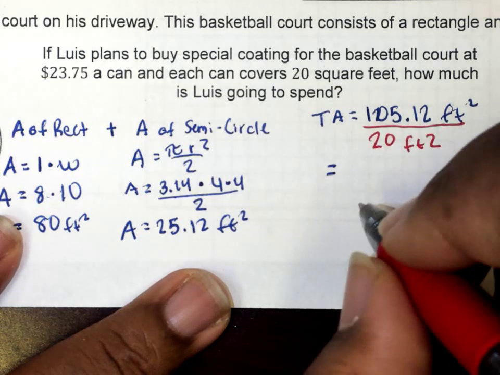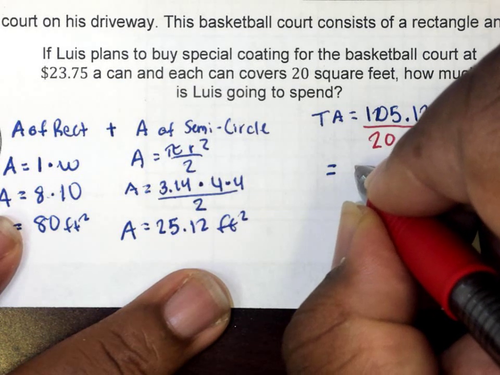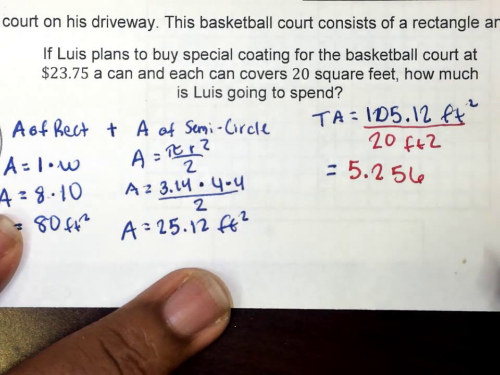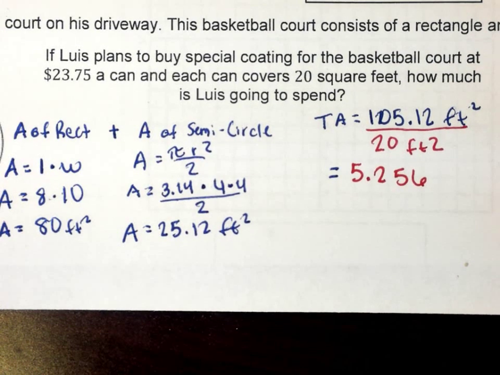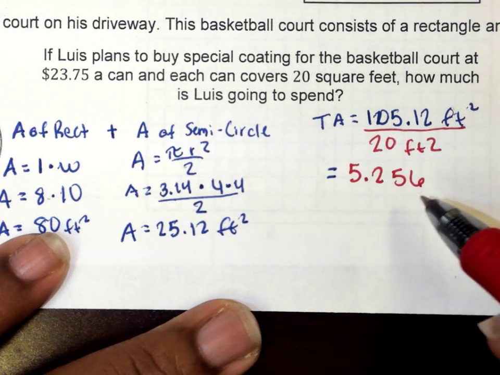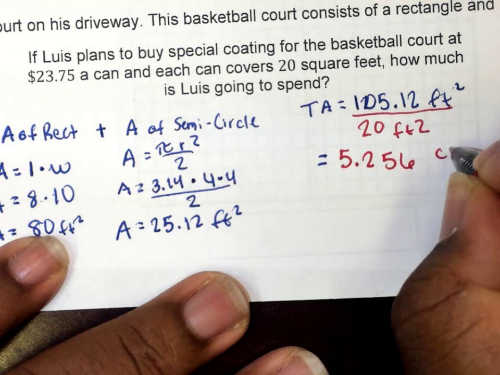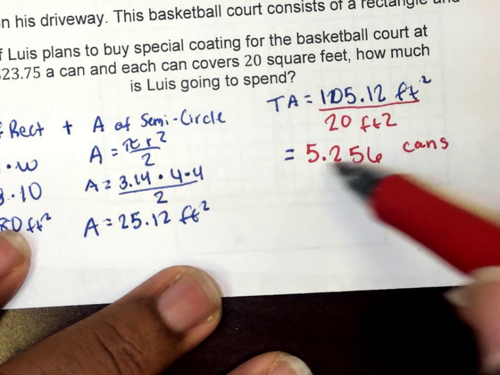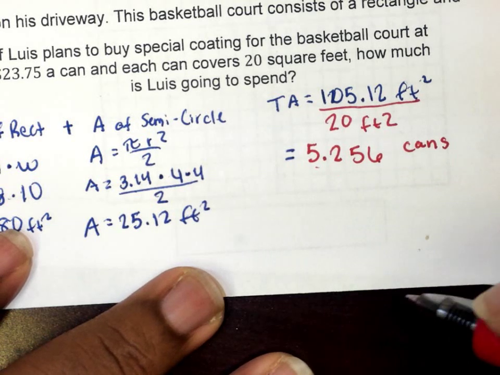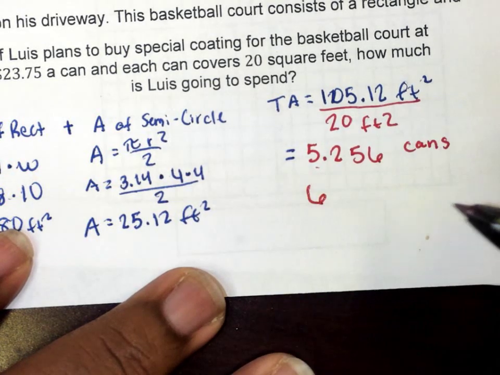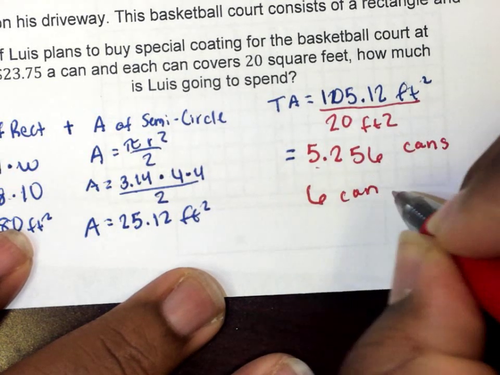What was this decimal here? It's 5.256. A lot of people stop right here and say, okay, I'm going to multiply by the price. But the problem is, you got to understand what this represents right here. This is showing you how many cans of paint you need. You got 5.256. The issue is, you can't buy that number of cans of paint. How many cans of paint are you going to need? Six. You're going to need six cans.